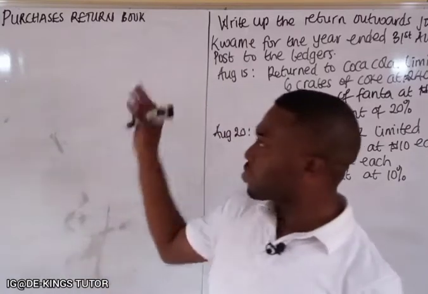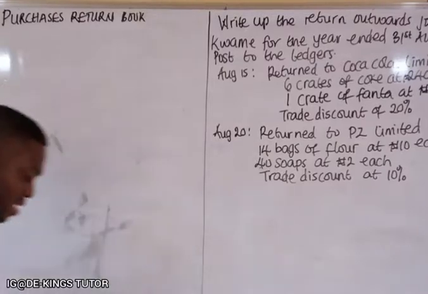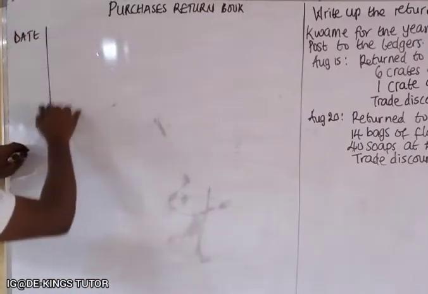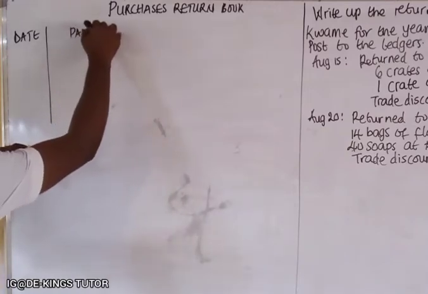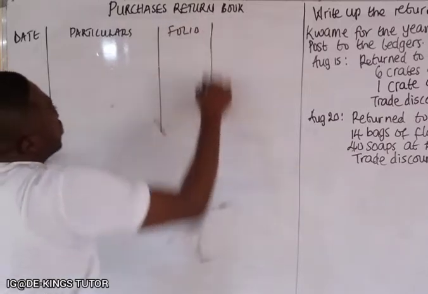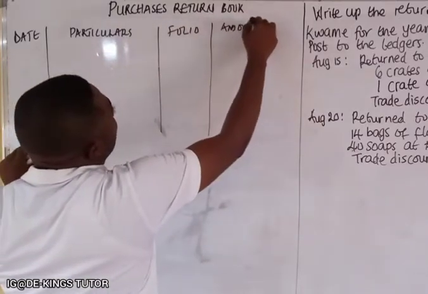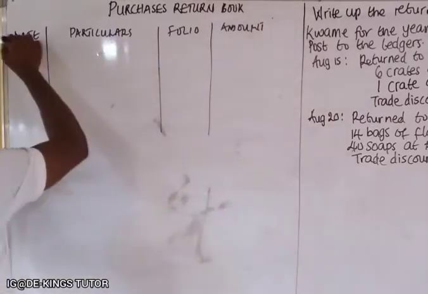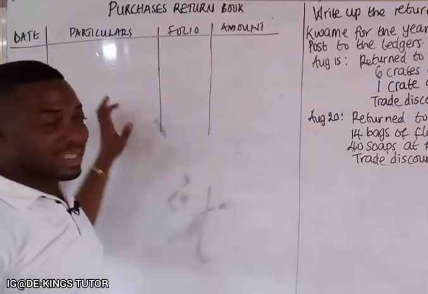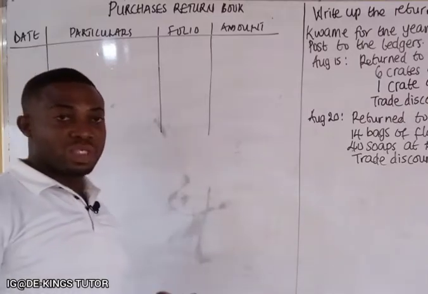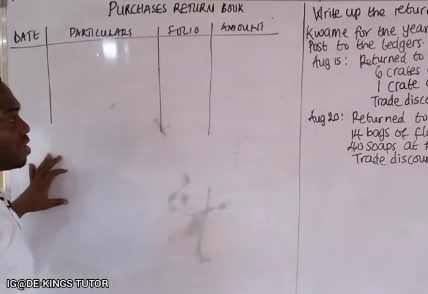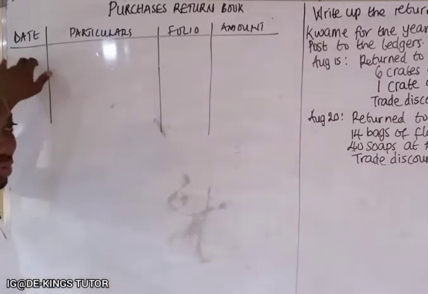Now, let's see the format. The format is the same way we've been seeing for the others. We have dates, particulars, folio, and also amount. The date in this situation will connote the date on which the return is being made, the date of the transaction.